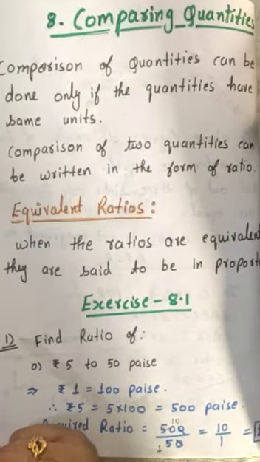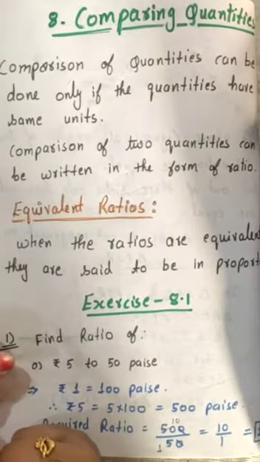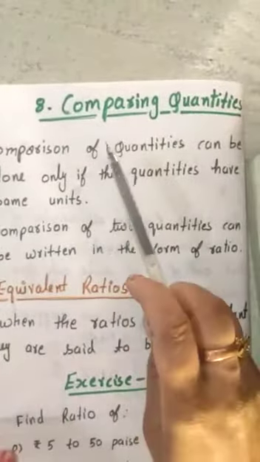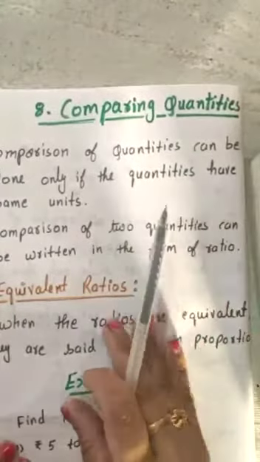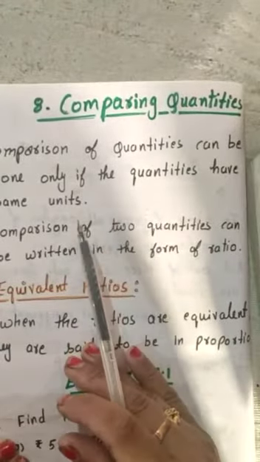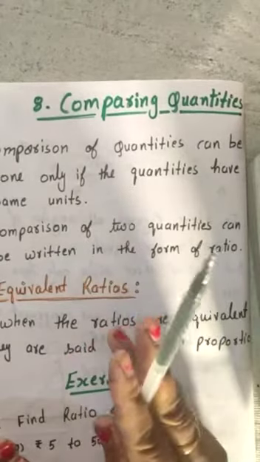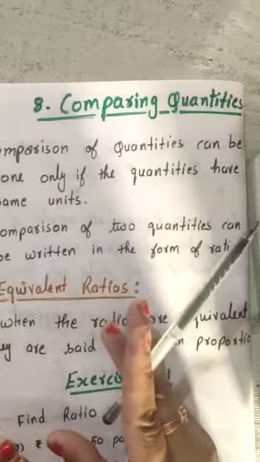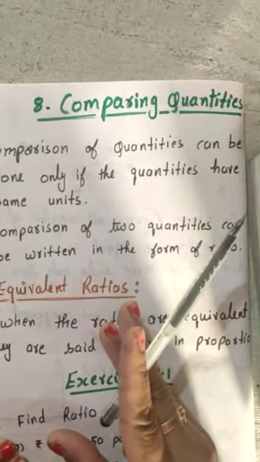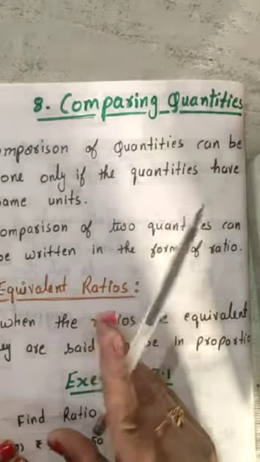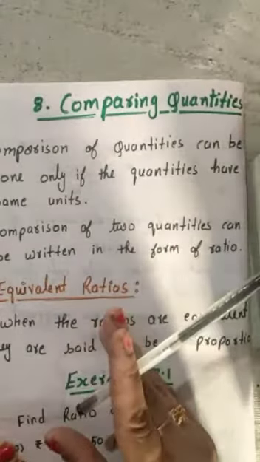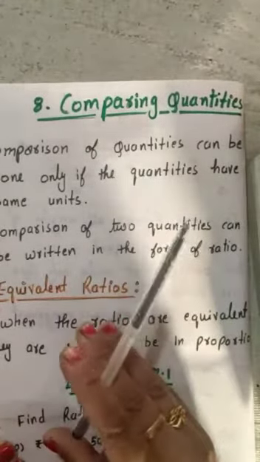So we have completed the chapter Congruence of Triangles. Now we are going to start the new chapter, which is Comparing Quantities. As the name suggests, we have to compare quantities. Whenever we compare the heights of two students, we say that Rahul is taller than Shivam. This is how we compare.